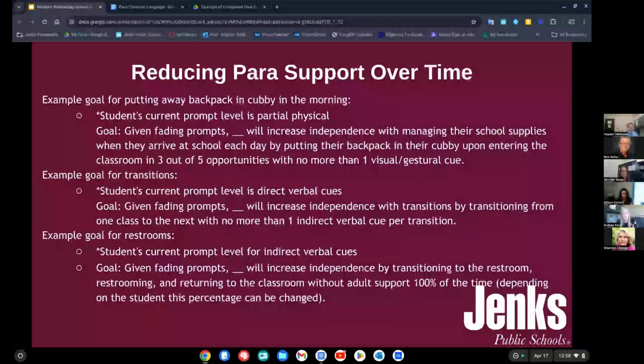For restrooming, given those fading prompts, the student will increase independence using the restroom without adult support 100% of the time, depending on, and again, the student's percentage can change. We all know that a student's not going to go from not potty trained to 100% independence. These percentages can change, as well as the verbal and visual cues, the prompting. But again, we want to provide that support as early on as we can and front load that, with the end goal of being able to reduce or fade that para support over time.